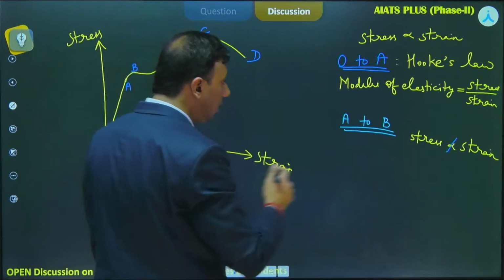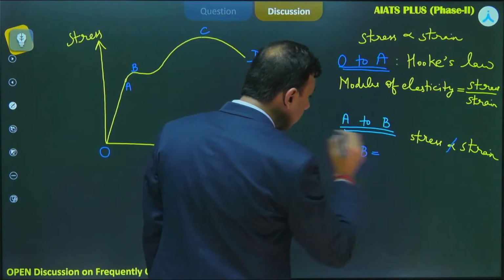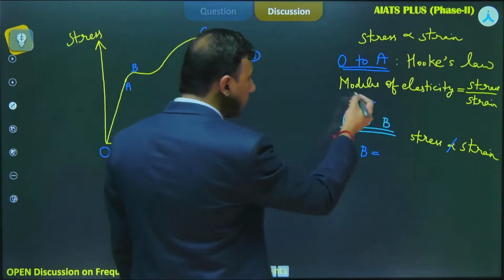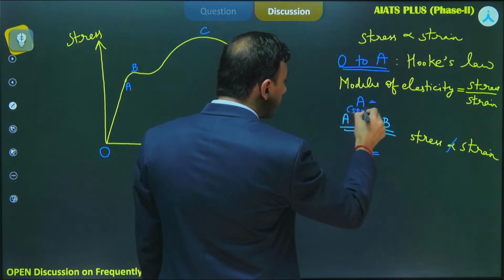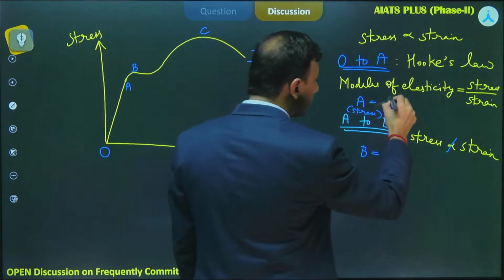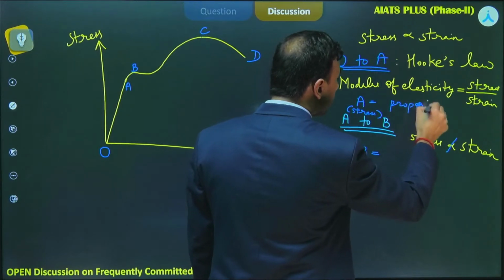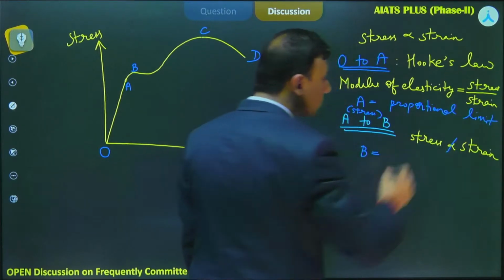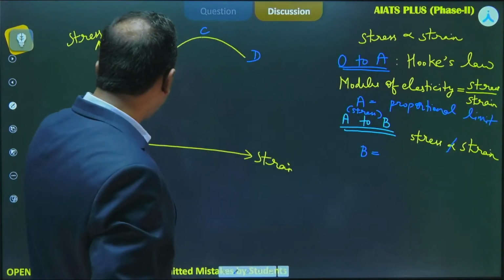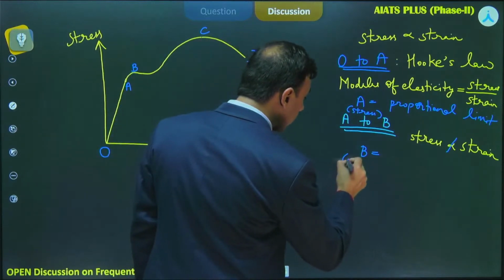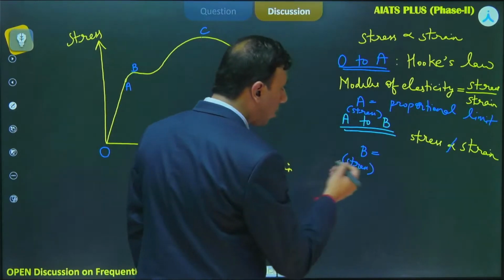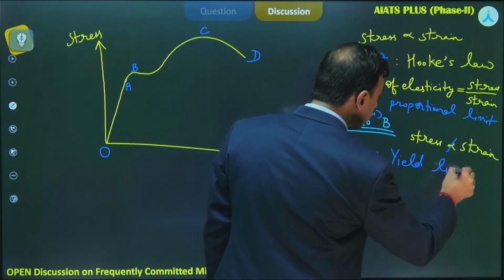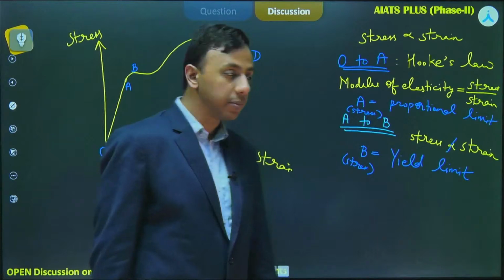This B and this A, they have some special names also. Let's say the stress at A, you can call it the proportional limit. And what about B? The stress at B, you can call it the yield limit.